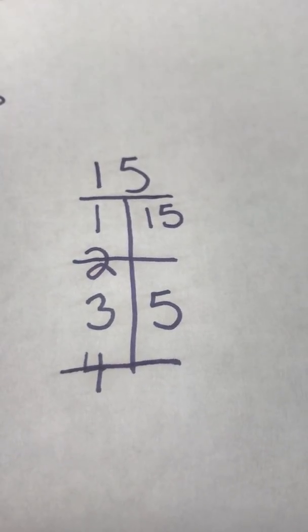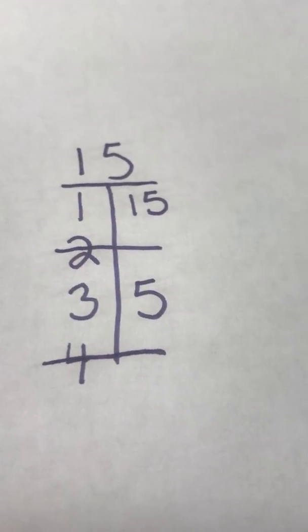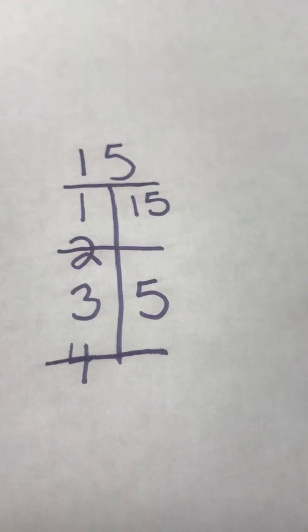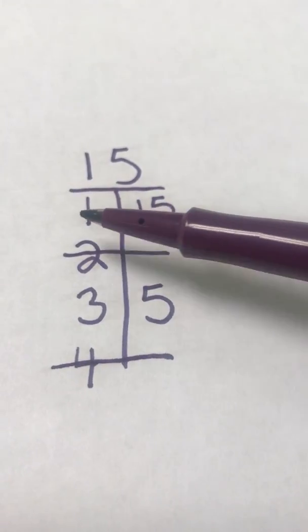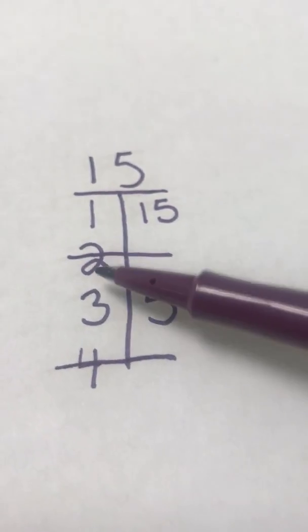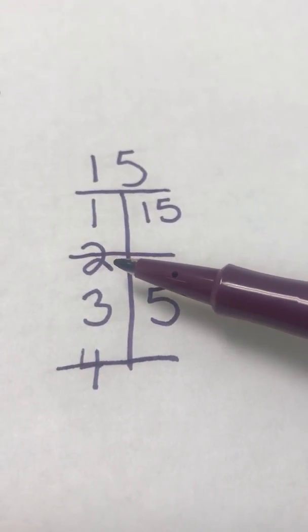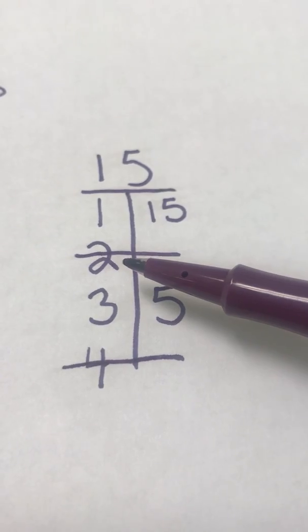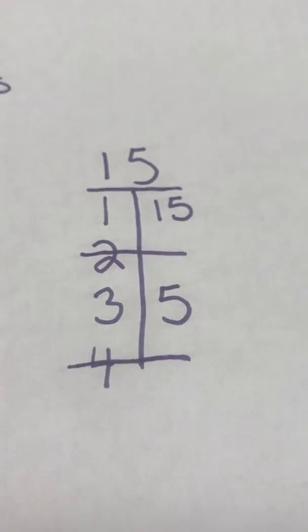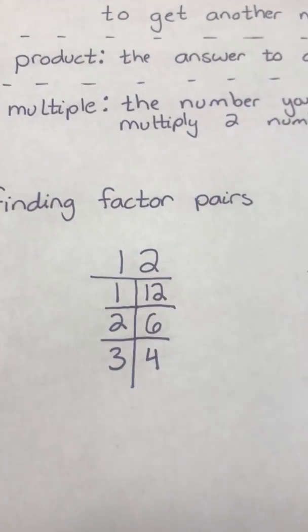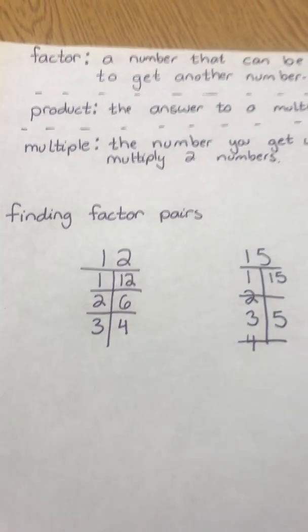So go ahead and try finding some factor pairs on your own. Make sure you're going in order, 1, 2, 3, and 4. I like to write them down even if I know they're not a factor so that I can cross them off and prove that I have found out that 2 and 4 are not factors of 15. Hopefully this helps you find factor pairs, and you can use this to support you in your lessons.